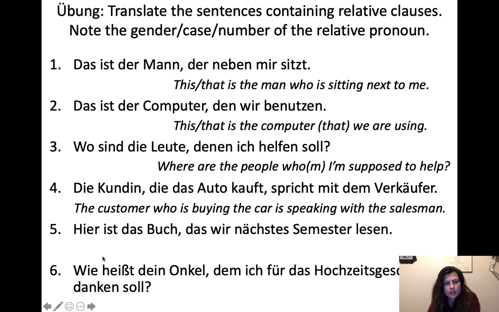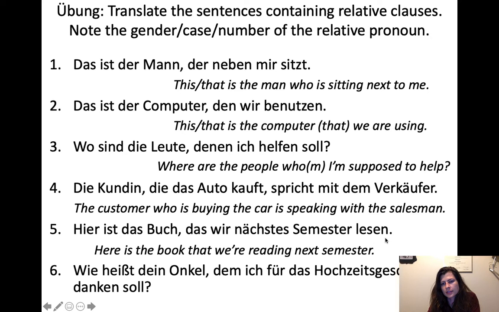Yeah. Hier ist das Buch, das wir nächstes Semester lesen. Here is the book that we're reading next semester. So the book that we're reading, das wir nächstes Semester lesen. And then you look at, this is actually the subject within the relative clause. Wir is the subject. Wir lesen das Buch nächstes Semester. So das Buch is then, it's the accusative. Yeah, accusative neuter.